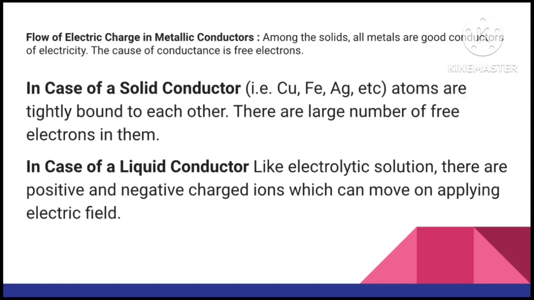But in case of liquid conductors like electrolytic solutions, there are positive and negative ions. When an electric field is applied, these ions move and they form the electric current. Whereas gases generally behave as insulators of electricity, but they get ionized and become conductors at low pressure and high potential difference. So the ionized gas contains positive ions and negative ions, and they form the electric current.